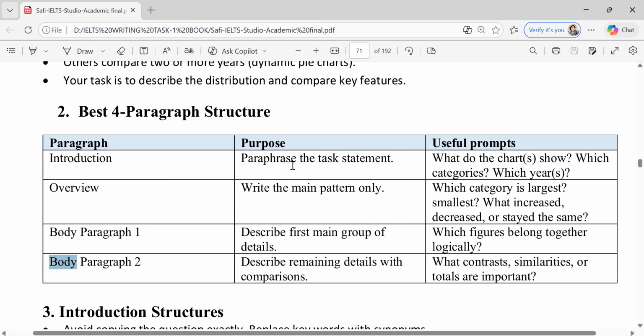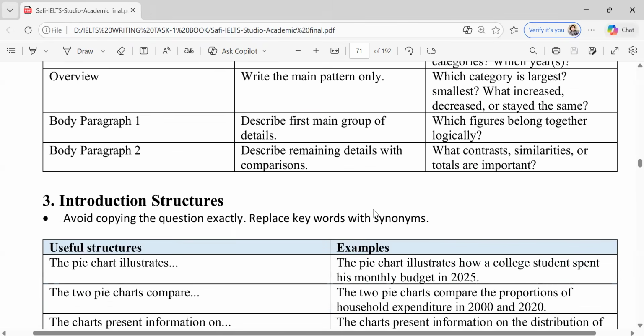The purpose of the introduction is simply paraphrasing. What do the charts show? Which categories? Which year? Etc. And when it comes to the overview, you state which category is the largest, smallest, what increased, what decreased, or stayed the same. And you do understand how to write about both of them. Another point when it comes to the introduction.